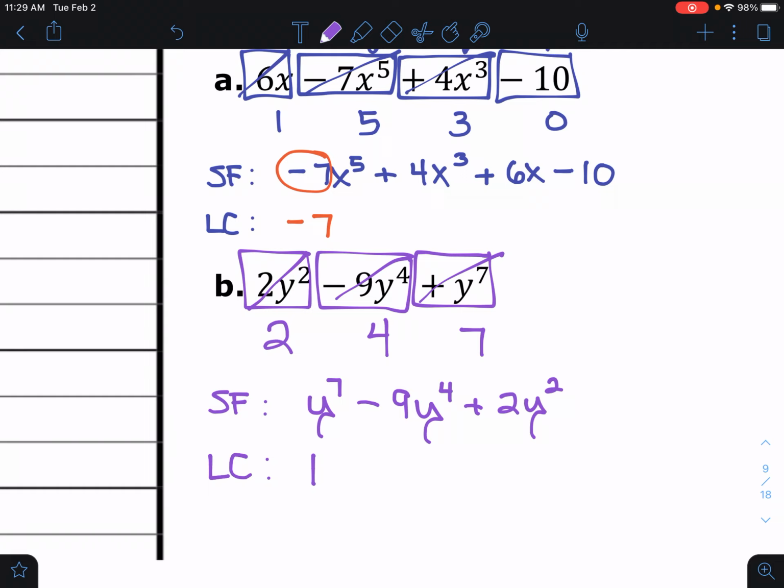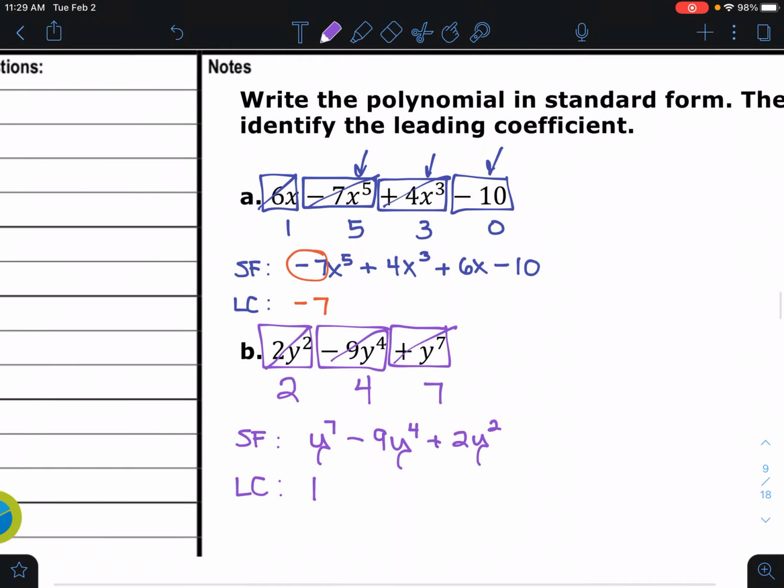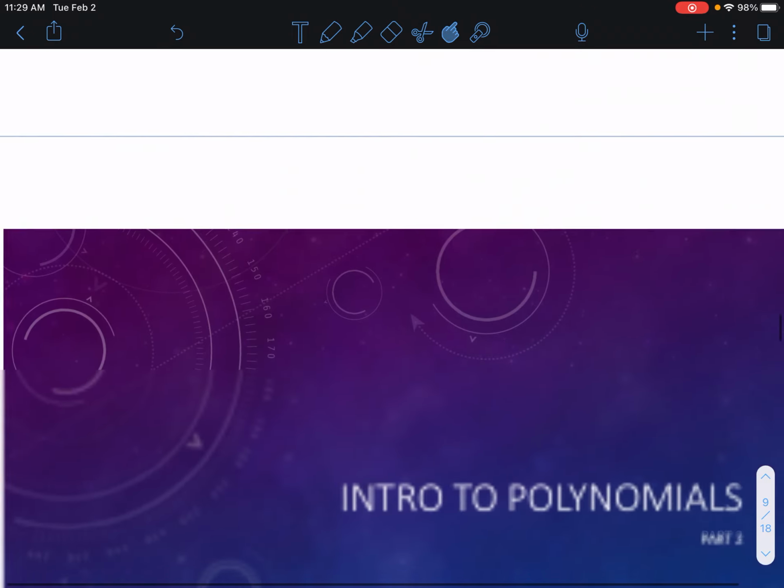A leading coefficient should not have any variables. It's only a number. So keep that in mind. Don't write y to the 7th. It's 1. Okay, that's my leading coefficient. All right. And that is it.